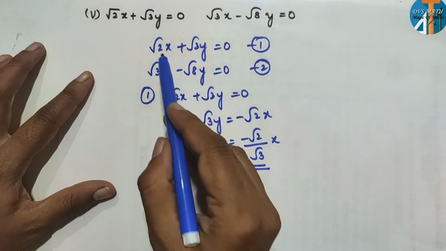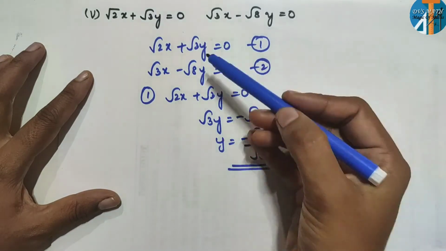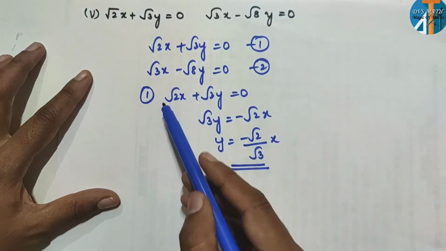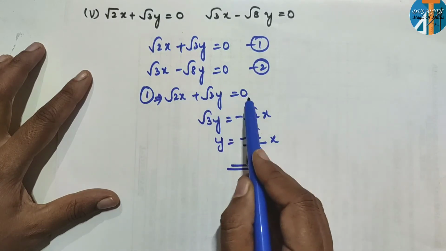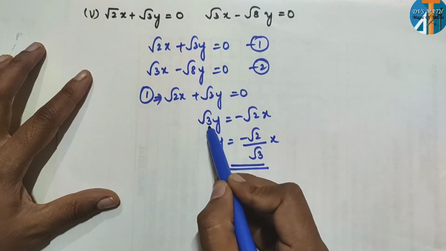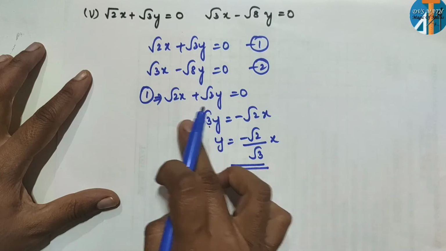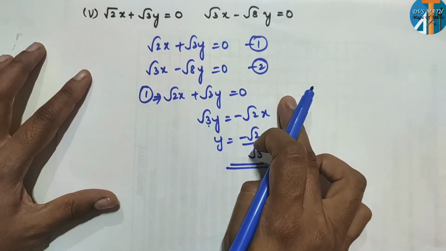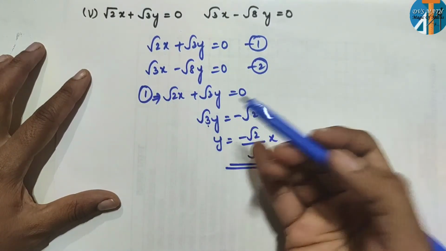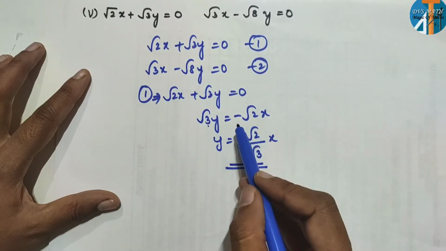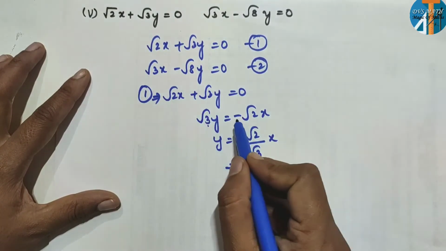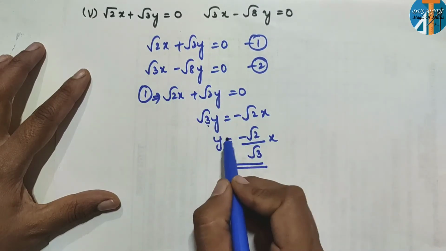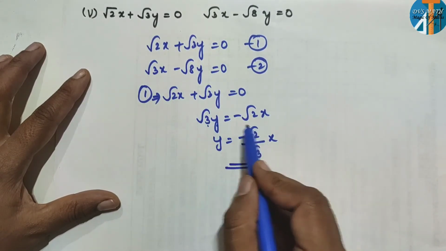Observe carefully, don't change anything here. Just write equation 1, equation 2. Take equation 1, that is the first equation, root 2x plus root 3y is equal to 0. Keep y there only on the LHS. Take root 2x to the RHS. It is 0 minus root 2x, so it is minus root 2x. You want only the y value, so keep it as it is. Here it is multiplied.